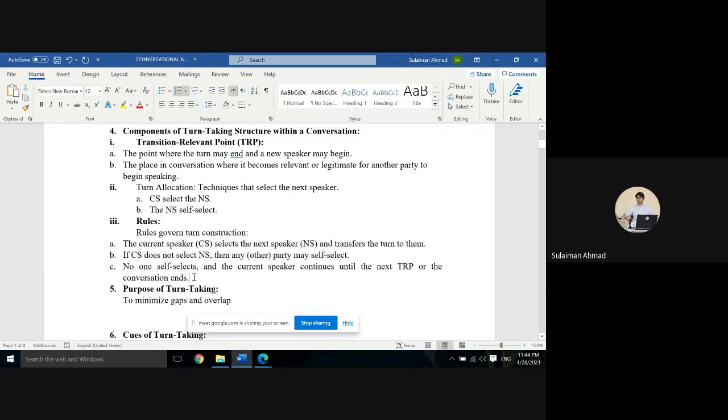Then there is rule number three, when the current speaker does not select the next speaker and no one self-selects, or simply when the current speaker takes a pause and then no one self-selects himself or herself, then the current speaker continues until the next transition relevant point or until the end of conversation, right?